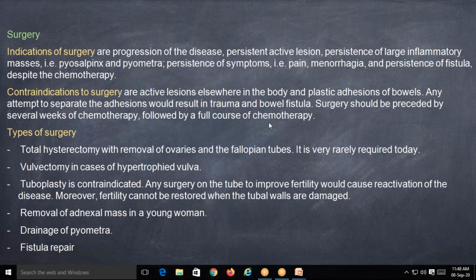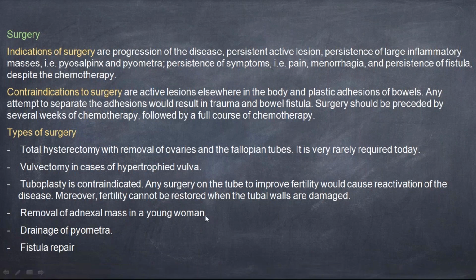So what do you do? You generally give chemotherapy with the anti-tuberculous drugs for a few months, and then you follow it up by surgery. So what are the types of surgery you do? Total hysterectomy, where you remove both the ovaries and fallopian tubes along with the uterus. Vulvectomy in the case of hypertrophic vulva. Tuboplasty is contraindicated. Any surgery on the tube to improve fertility would cause reactivation of the disease. Moreover, fertility cannot be restored when the tubal walls are damaged. Removal of the adnexal mass in a young woman, drainage of pyometra, fistula repair. These are all the types of surgery we do for tuberculosis.